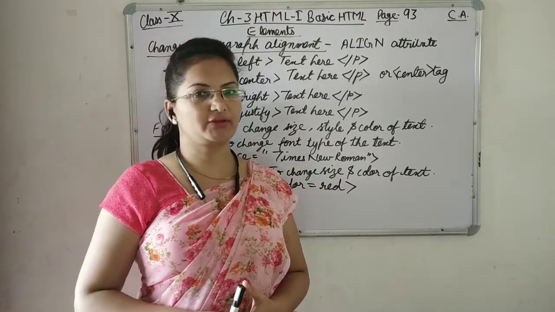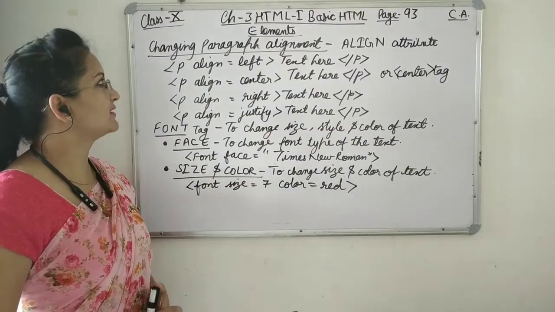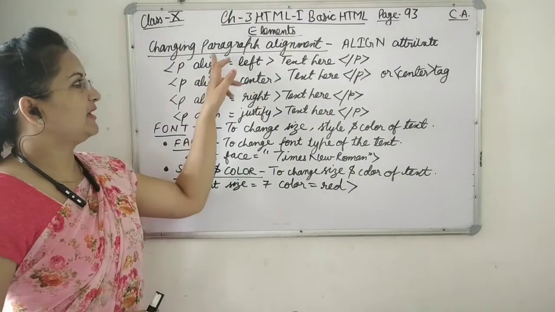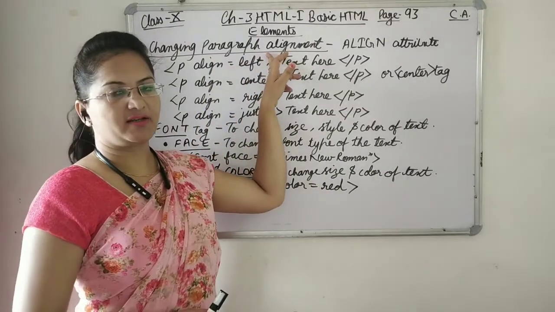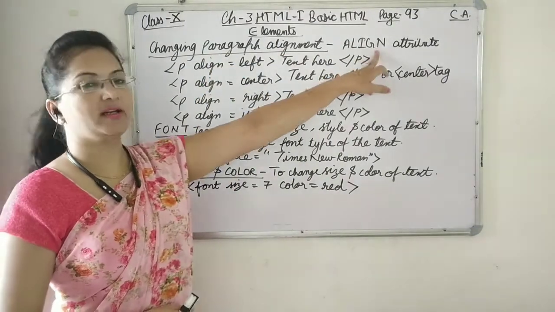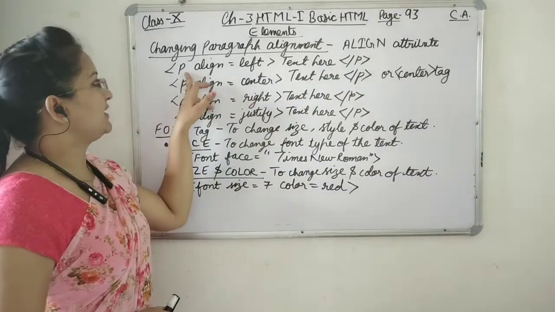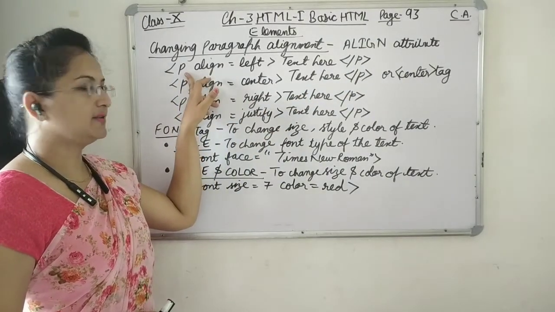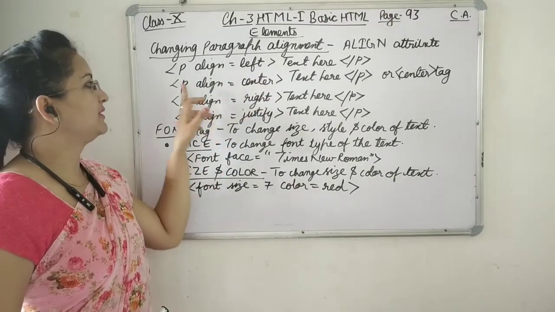Students, today we will continue the same chapter, chapter 3, HTML 1, basic HTML elements. Students, in the previous video we studied about paragraph tags and BR tags. There is one attribute in the paragraph tag, the align attribute, to change the alignment. By default the paragraph is on the left side, so we can also write align left to align it to the left.